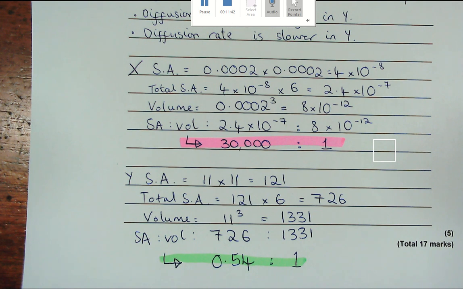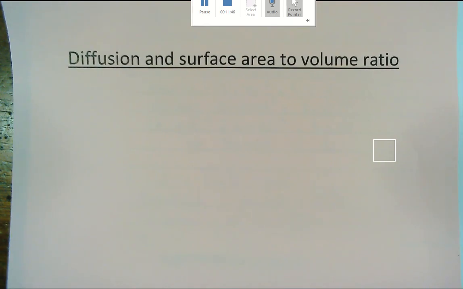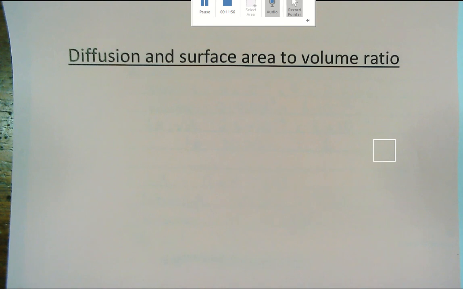So when we do diffusion and surface area to volume ratio questions, you need to remember what diffusion is, and you need to be able to work out the surface area to volume ratio and explain why it is important for that organism.